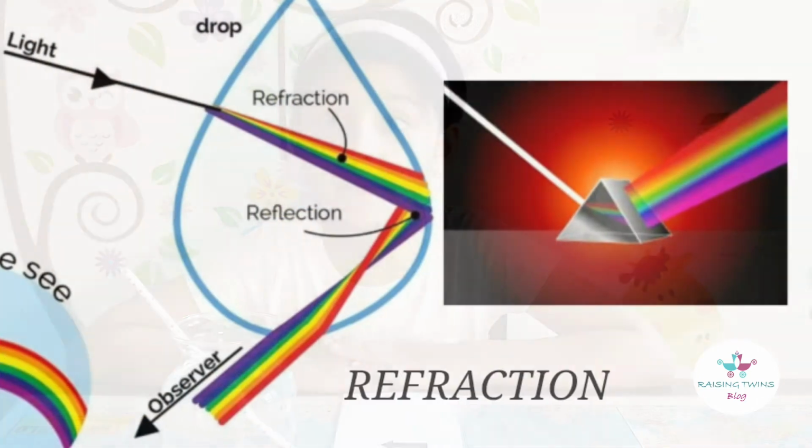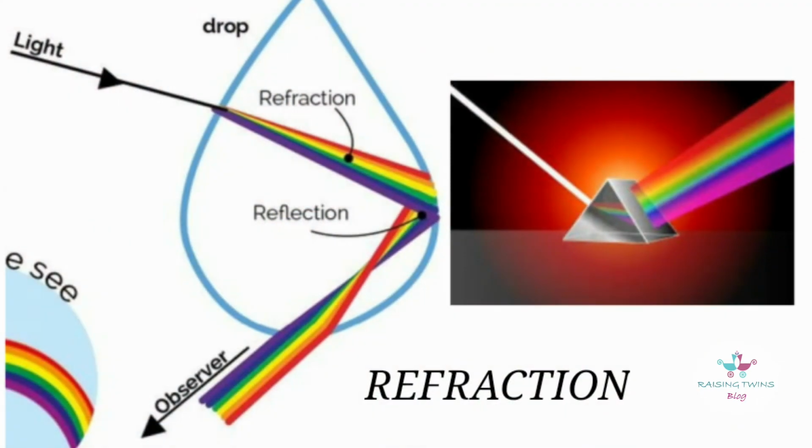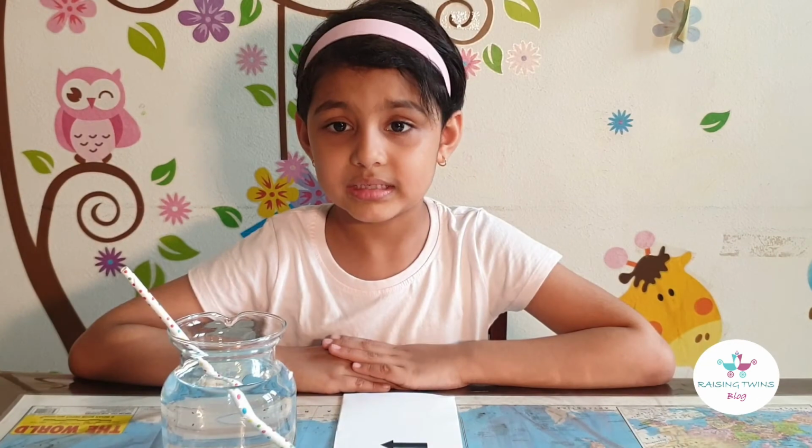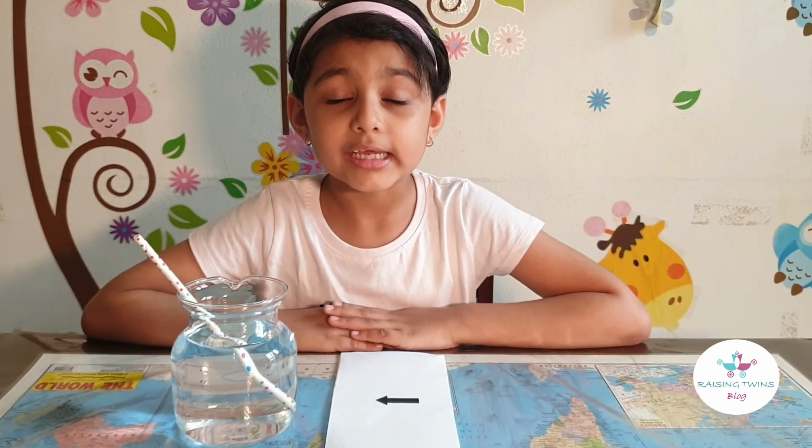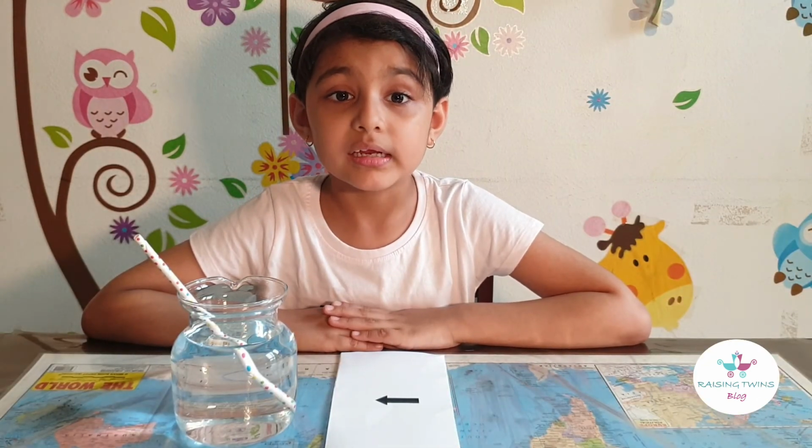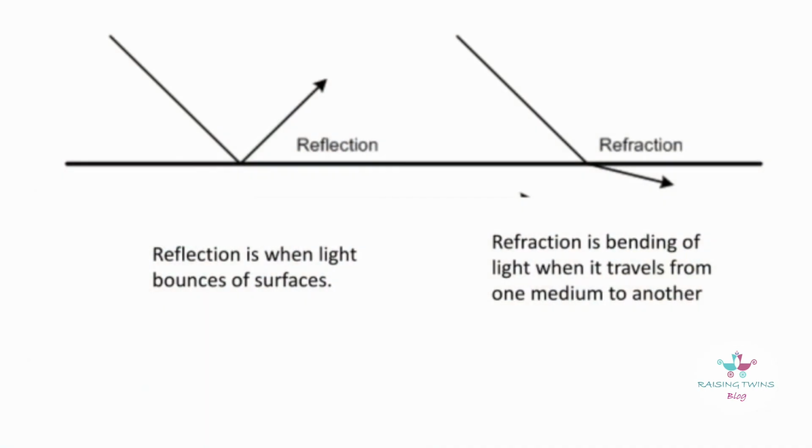Examples of refraction are a rainbow and a prism. In case of the rainbow, the medium is a raindrop through which light travels and bends and splits into colors. So the takeaway message is, reflection is when light bounces off surfaces. Refraction is bending of light when it travels from one medium to another.